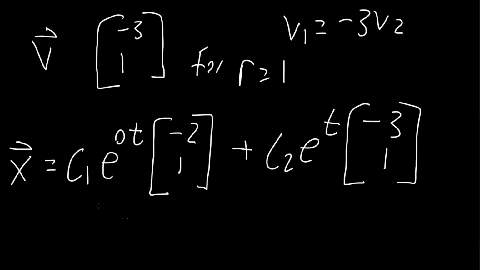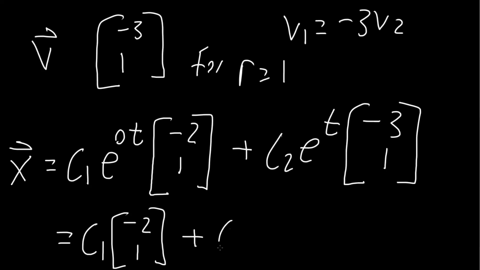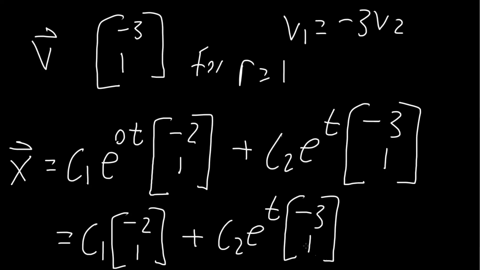And so we can actually simplify this a little bit. We know that e raised to 0 is 1, so our final answer could be this. C1 times the eigenvector negative 2, 1, plus C2 e raised to t times the eigenvector negative 3, 1. And so we just need to box this answer in. And so this is the general solution. And that's all we need to do.